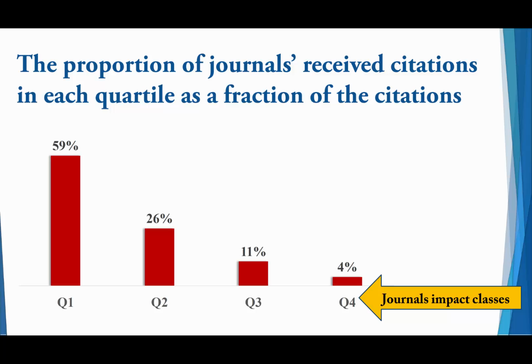The journals with the highest impact factor not only publish more papers than the lower impact ones, but also receive more citations than the journals with the lower impact factor. The papers of the Q1 journals receive about 59% of the citations, whereas the papers in the Q4 journals receive about 4% of citations.